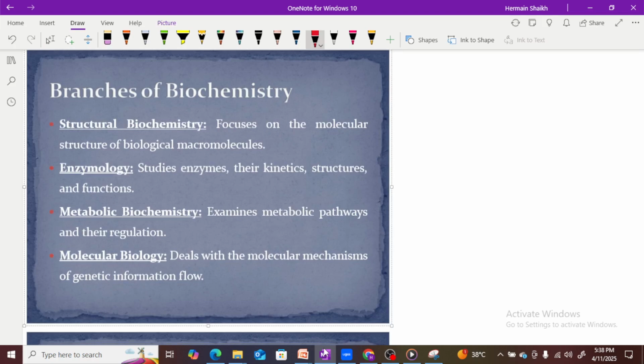Here we have some branches of biochemistry, such as structural biochemistry. As the name suggests, it focuses on the molecular structure of biological macromolecules such as proteins, carbohydrates, nucleic acids, and lipids. Another branch is enzymology, which studies the enzymes, their kinetics, structures, as well as their functions. Another branch is metabolic biochemistry that examines the metabolic pathways and their regulations, such as glycolysis, the TCA cycle, etc. Another branch is molecular biology that deals with the molecular mechanisms of genetic information flow.